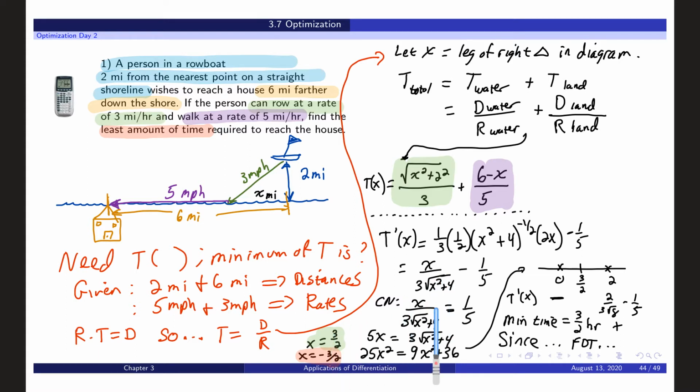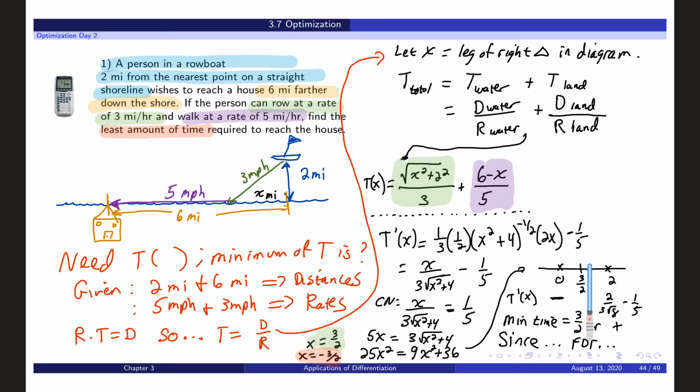3/2 works in this equation. Negative 3/2 does not. If you think about it, negative 3/2 in the top is going to produce a negative fraction because the bottom is always positive. This negative fraction will never equal a positive fraction, so that's not a critical number because it doesn't really solve that equation. Set up your first derivative test number line.